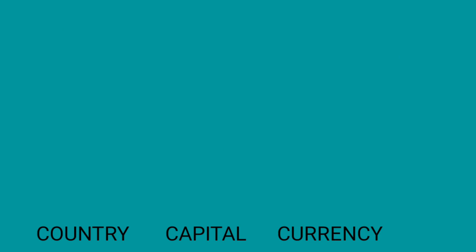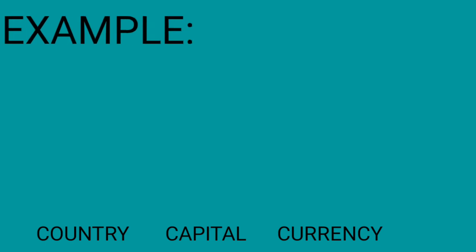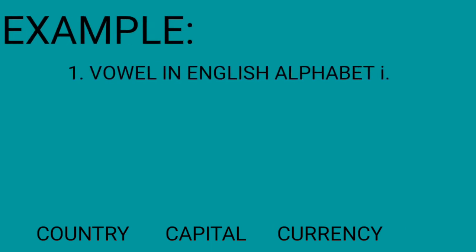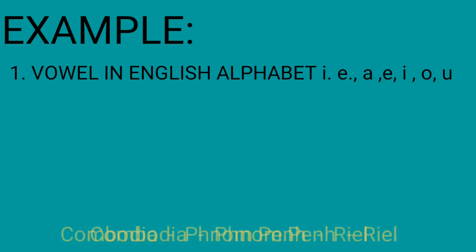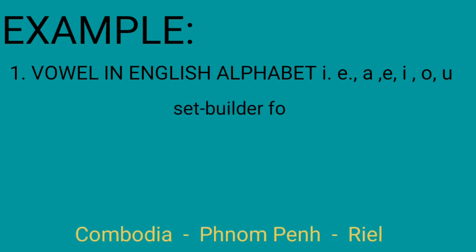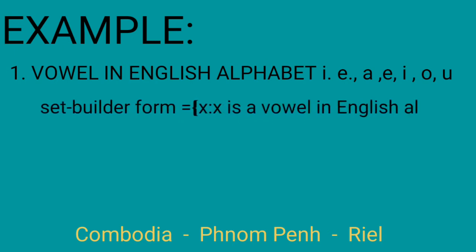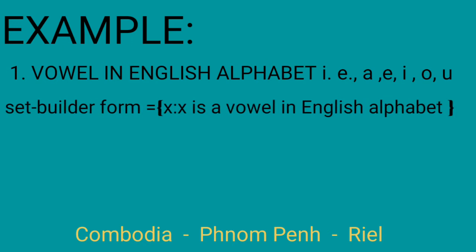For example, let us take our set B, the vowels in the English alphabet. We know that the vowels in the English alphabet are a, e, i, o, u. In set builder form, we write this as the set of all x such that x is a vowel in the English alphabet. As you see here, we do not list the elements and do not separate them with comma. We write a single common property, that is, x is a vowel in the English alphabet.